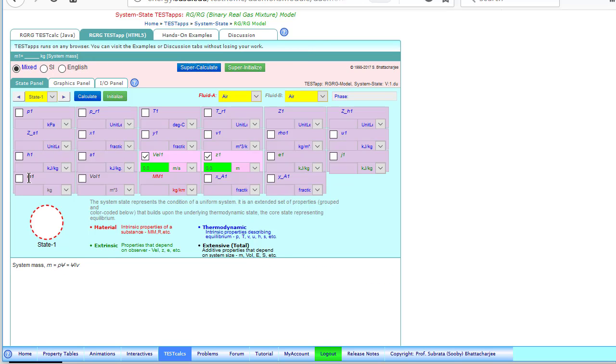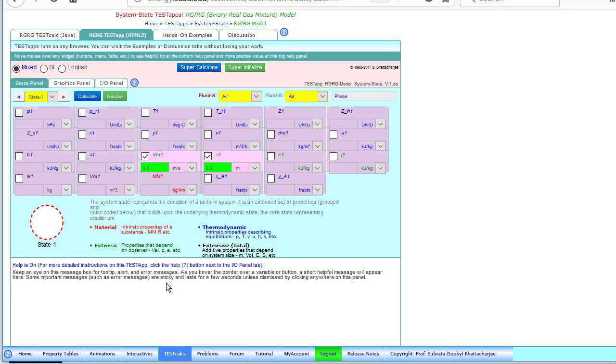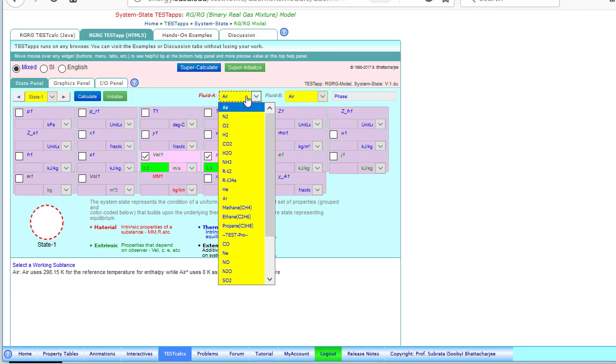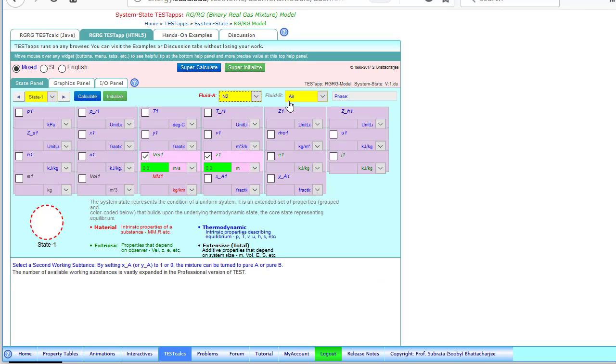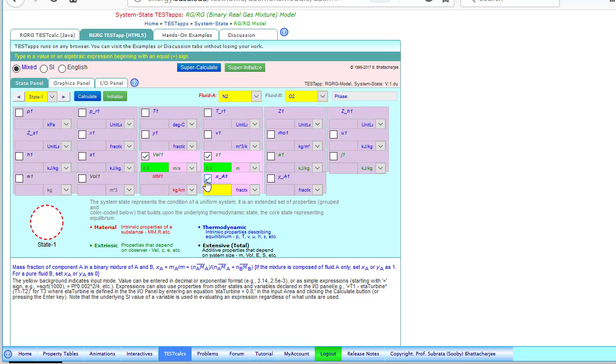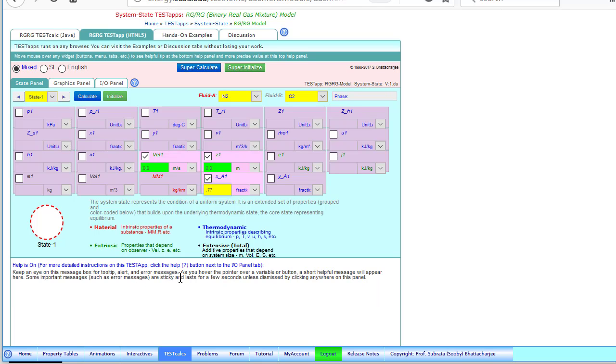So we just enter our data. It said that the mass is 50 grams, volume 10 liters, and negative 195 degrees C. First thing we're going to want to do is change this to nitrogen, fluid A, and fluid B, oxygen. And the mass fraction for fluid A is 0.77 for 77%.